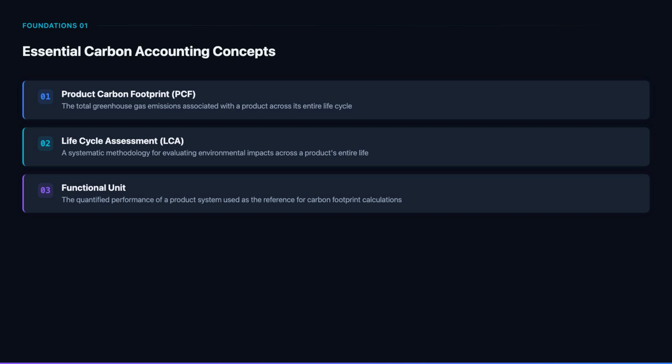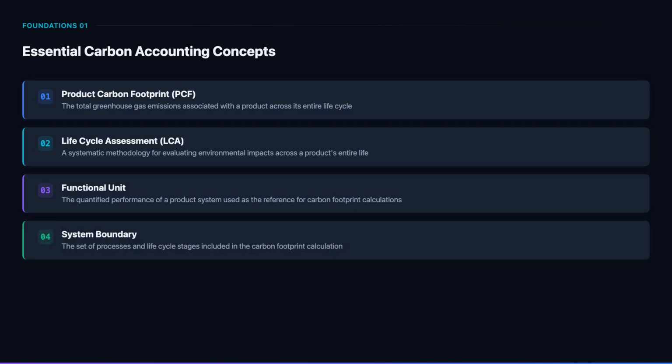The functional unit defines what you are measuring the carbon footprint of. It quantifies the performance of the product system. For example, 1 liter of packaged milk delivered to a retail store, or 1 kilowatt-hour of electricity generated. The functional unit ensures that carbon footprints are comparable across different products that serve the same function.